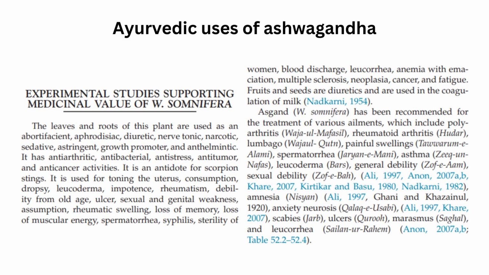This article also mentions that ashwagandha has also been recommended in the treatment of polyarthritis, rheumatoid arthritis, lumbago, painful swellings, spermatorrhea, asthma, general debility, sexual debility, amnesia, anxiety, neurosis, scabies, ulcers, and marasmus, which is severe malnourishment in children.